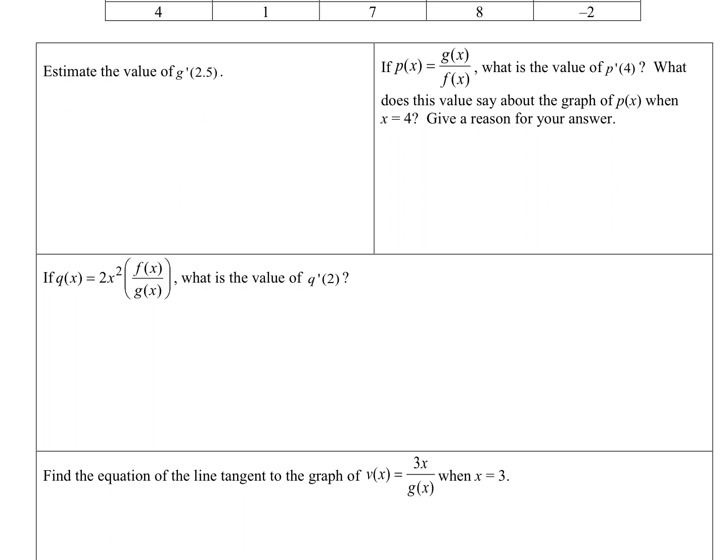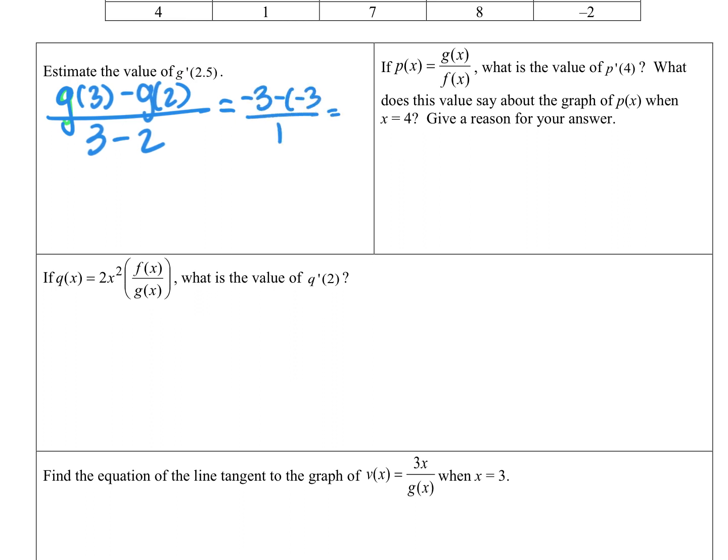2 and 3. Good. So you want to find g of 3 minus g of 2 all over 3 minus 2. Anytime they want us to estimate a derivative, we want to pick 2 points around that value and find the average rate of change to approximate the instantaneous rate of change. So it'll be -3 minus -1 over 1. Oops.